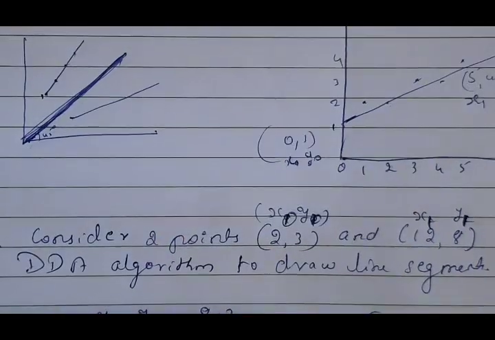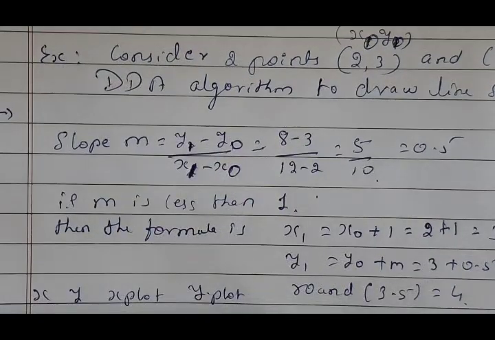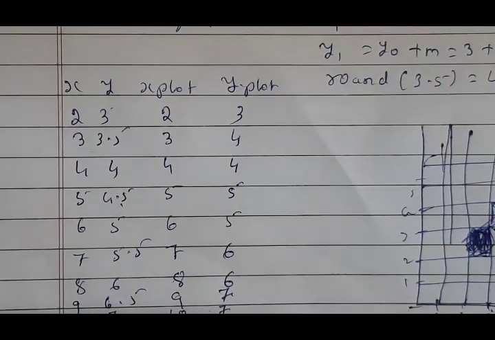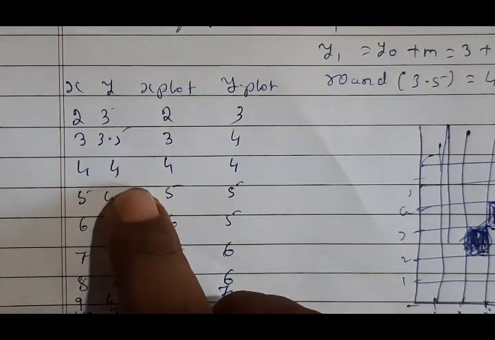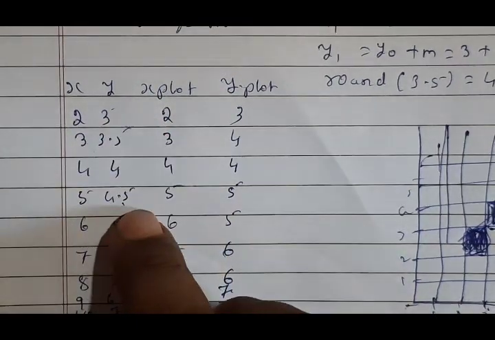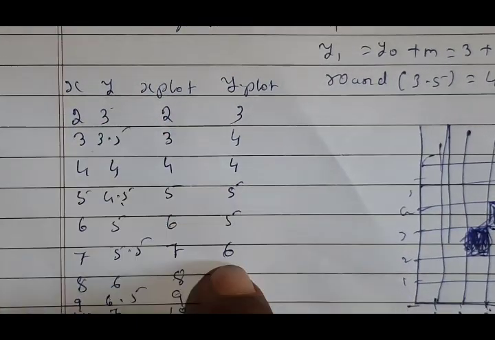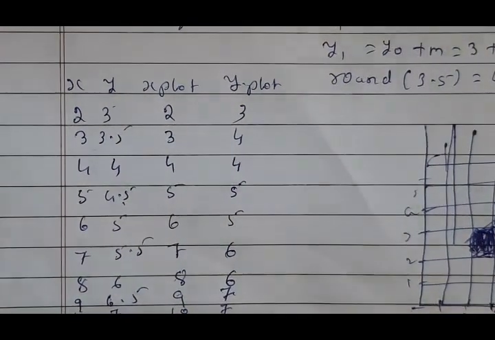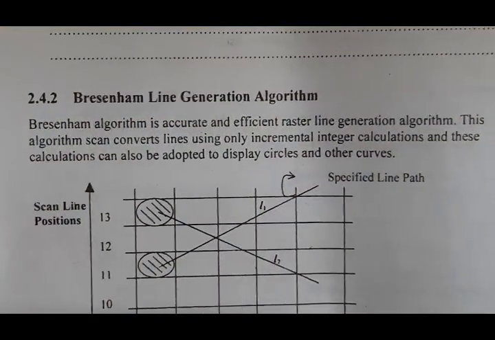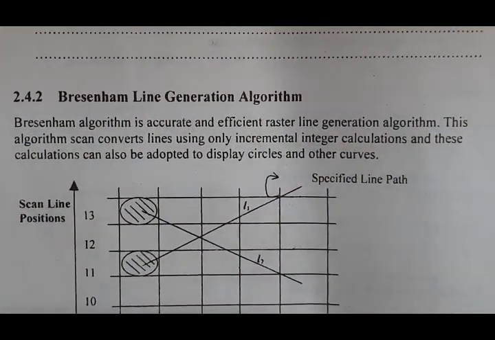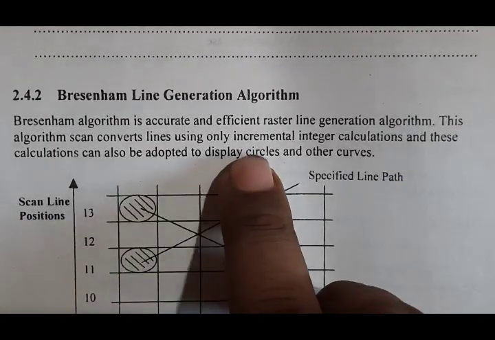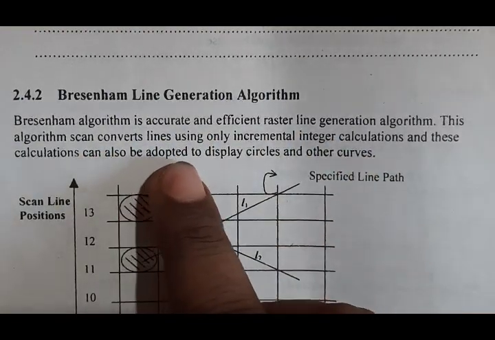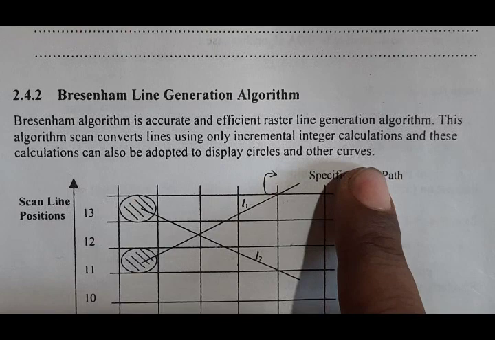Let's see here in the DDA algorithm. In that, you get some decimal points, like 3.5, 4.5, 5.5. Then you have to round them, so it takes more time to do all those things. In the Bresenham algorithm, we are not using any floating point. You get only integers, only incremental integer calculation. This algorithm can convert a line using only incremental integer calculation.